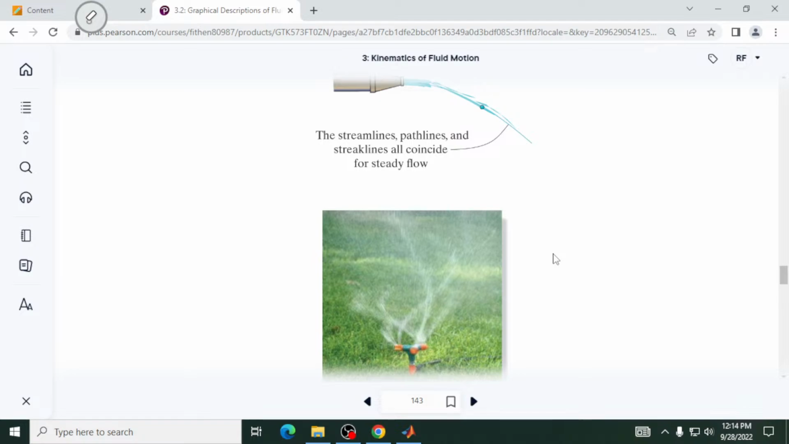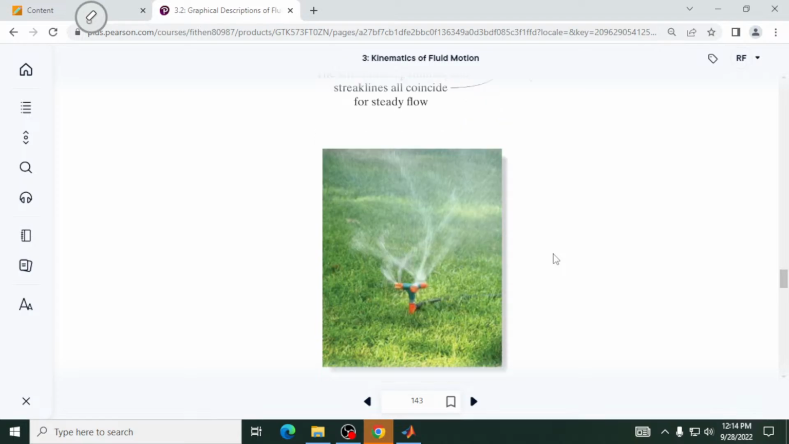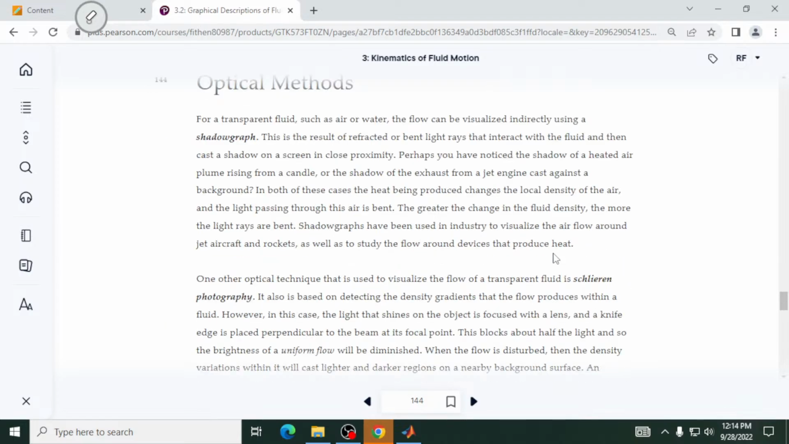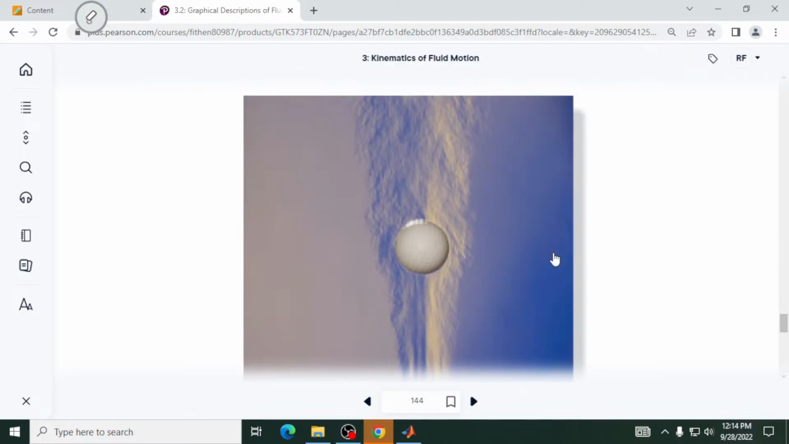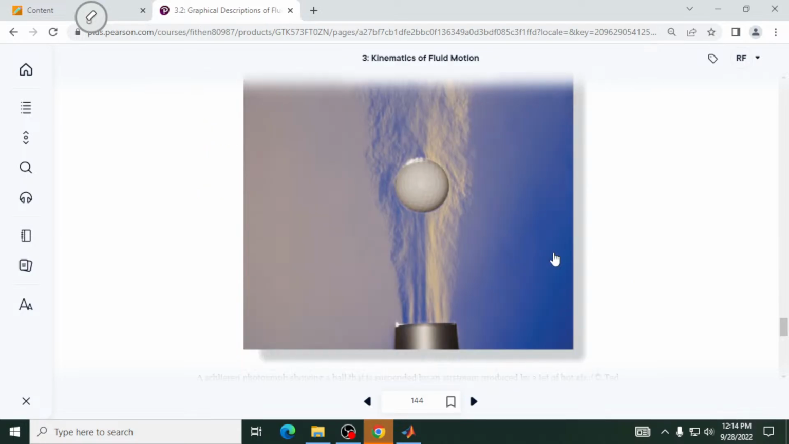So he talks about streak lines, but the path lines, streak lines, and streamlines all coincide for steady flow. He goes into optical methods of determining this. You've probably seen this on a hot day, the temperature gradation. You can see the shimmering of the optical change, and you can see the heat coming off of a car engine or things like that. This is what this is.